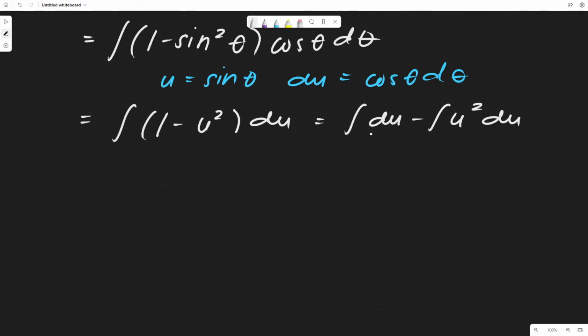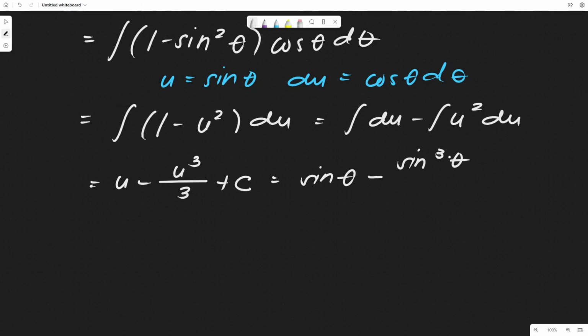So, what is the integral? Obviously, that is u minus u cube over 3 or 1/3 u cube, di ba? Plus c. Then, back sub tayo, u is equal to sine theta. So, we will have sine theta minus sine cube theta over 3 plus c.